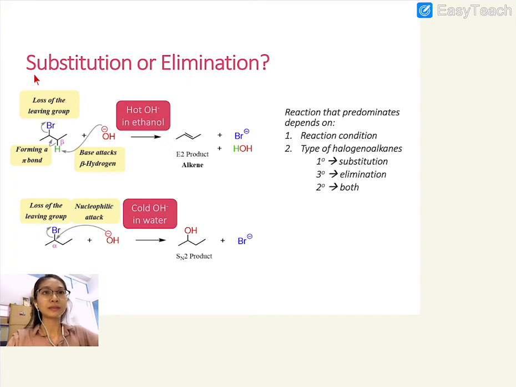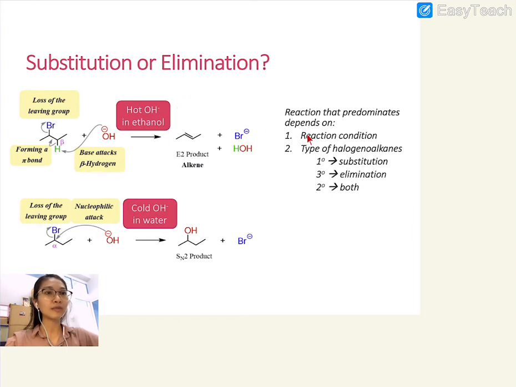So now we have two types of reaction, right? Substitution or an elimination reaction. So which one will be the predominant? Which one do we need to choose? If we have a reaction happening, then what do we need to write? Do we need to write the substitution product or the elimination product? To answer that question, we need to see the condition of the reaction.